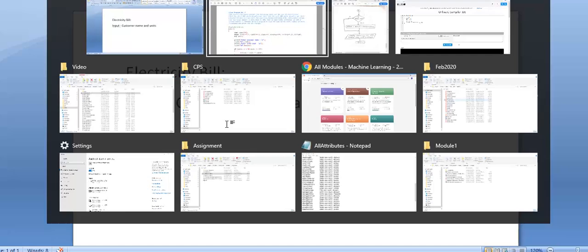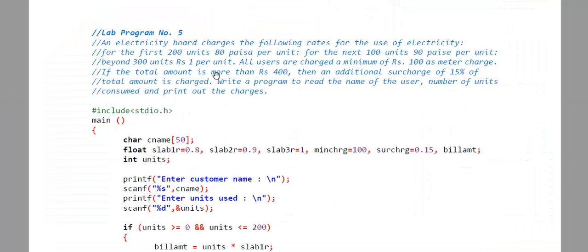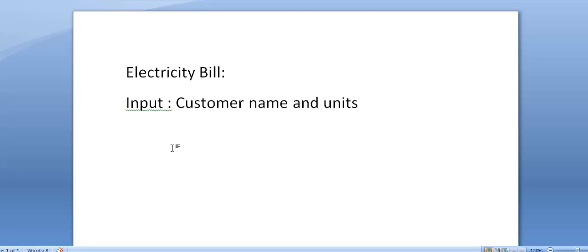And how the bill amount is calculated is, for the first 200 units, means, let's say if a user is using 0 to 200 units, how much should we charge him? We have to charge him rupees 0.80 per unit.